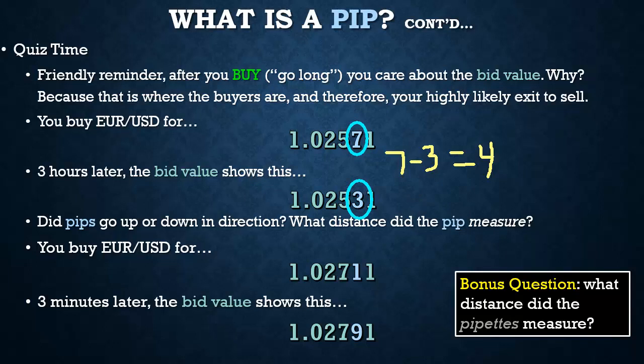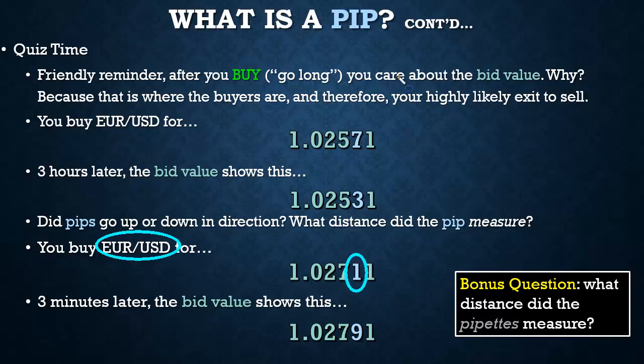So if you got both those questions, fantastic. I never claimed that pips was some sort of complicated topic here. I just want to make sure that everybody does understand it. But let's go on with the example. So you buy the euro dollar again, but this time you are buying it for 1.02711.